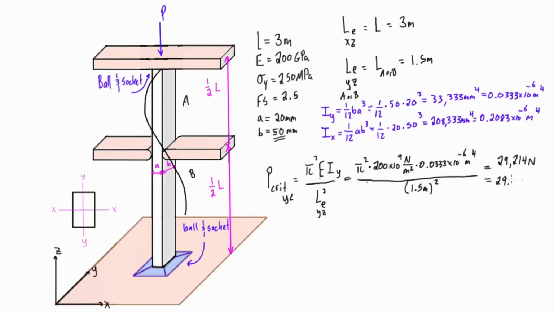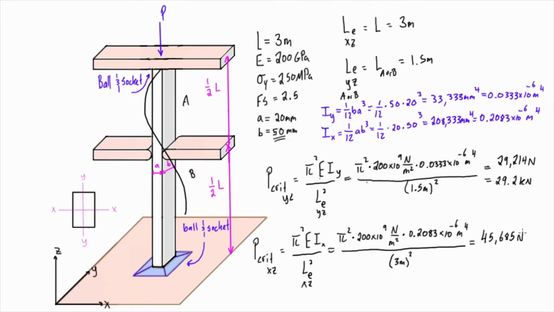And then we want to check again for buckling in the XZ axis. If we throw in our subscripts here, for XZ we'll be using the moment of inertia about the x-axis, and then again the effective length for buckling in the XZ plane. If we do all of that, we find that P critical is equal to 45.7 kilonewtons.